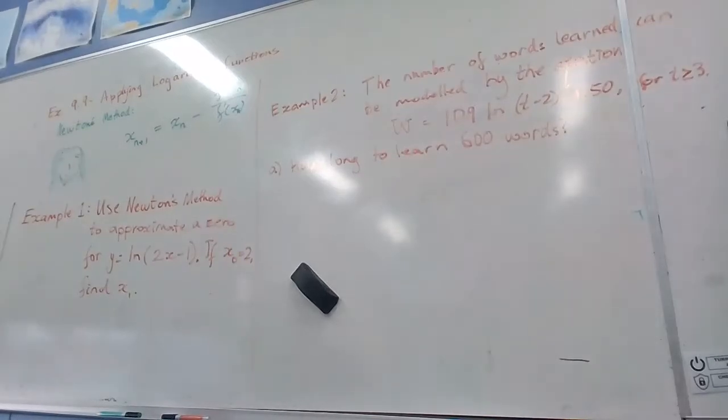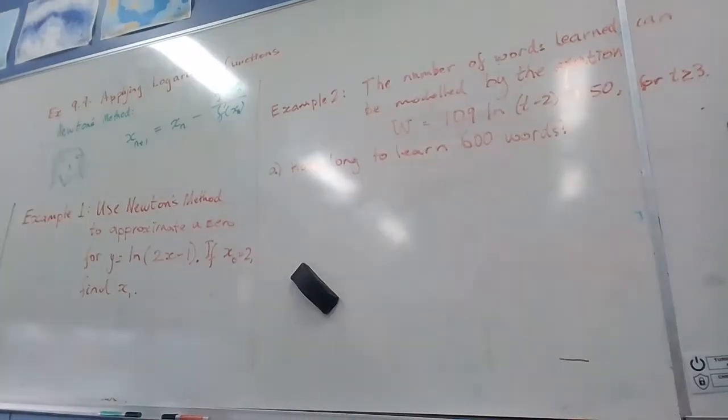Introduction to exercise 9.9 on applying logarithmic functions on page 427 of your textbook. It is really just Newton's method and then your worded application style questions for integration, and then that's pretty much it for the entire chapter. This is the last exercise for the term.